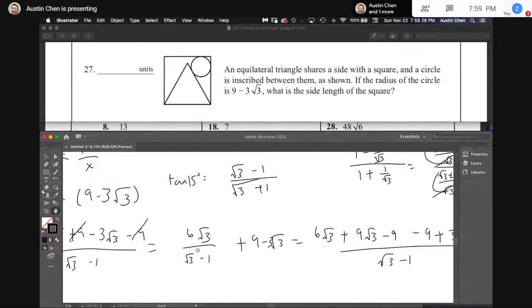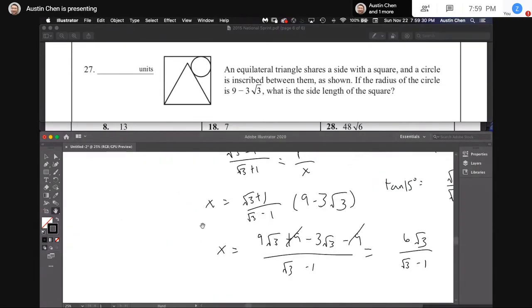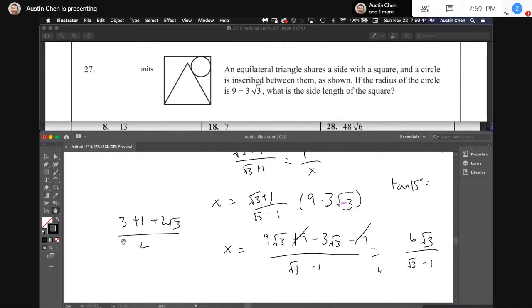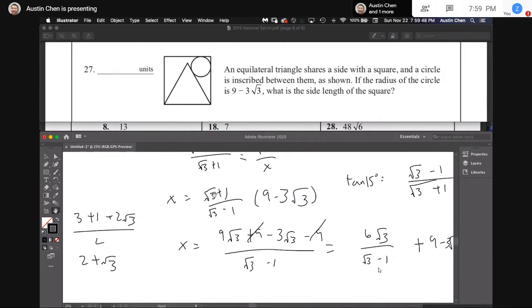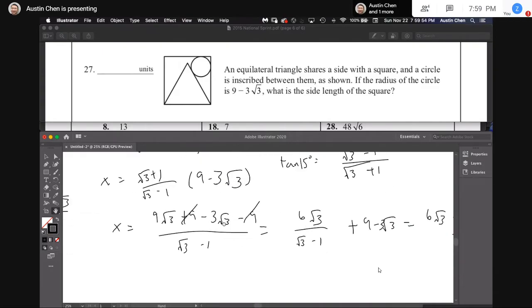Yeah, I think it would have been a lot faster if we just rationalized this first. If we multiply top and bottom by root 3 plus 1, then we have 3 plus 1 plus 2 root 3 over 2. So then we just have 2 plus root 3, right? So then we don't have any denominator stuff, and then the algebra should have been faster.